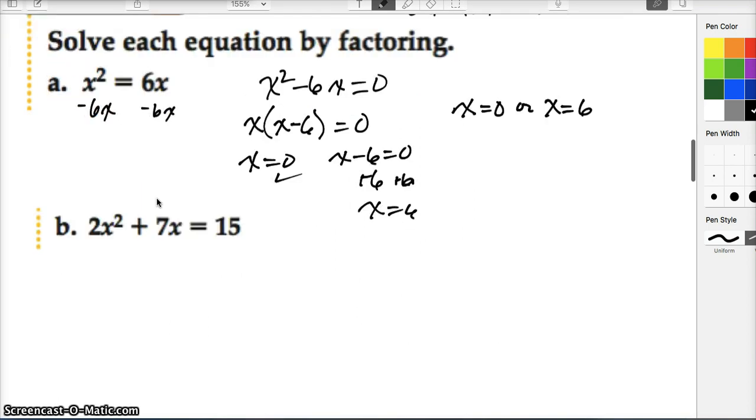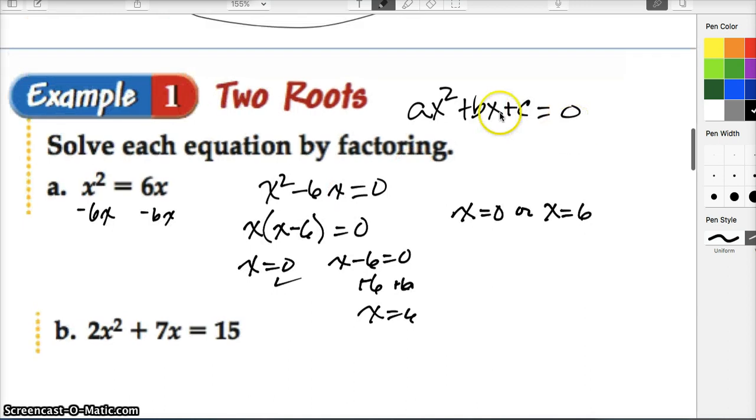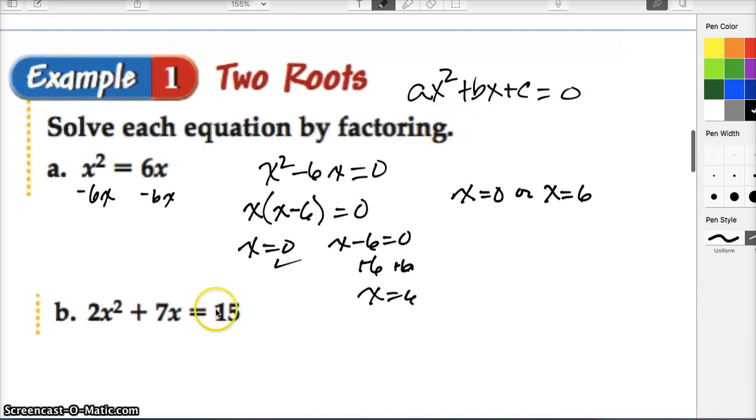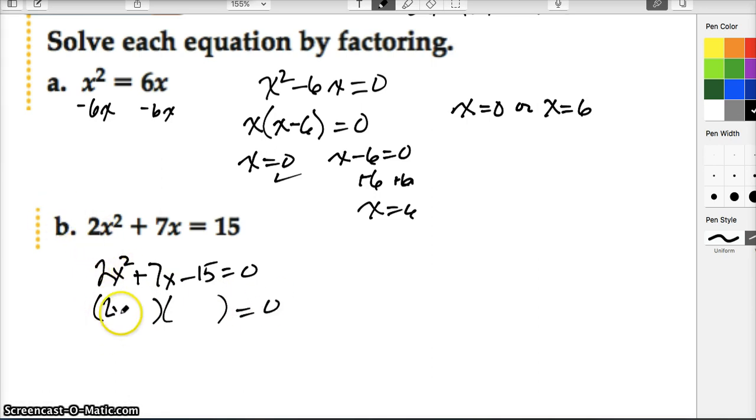Moving on to part B, we have another situation where our equation isn't in what I'm going to call standard form, ax squared plus bx plus c. And so I'm going to put it in that form. I get 2x squared plus 7x minus 15 is equal to 0. Now what I'm going to do is factor this. If you remember factoring, sometimes when you have a coefficient other than 1, it can be a little bit more challenging. But 2 is kind of simple because I know the only way for me to get 2 is to have 2 times 1. So I'm going to just write 2x here and x here.